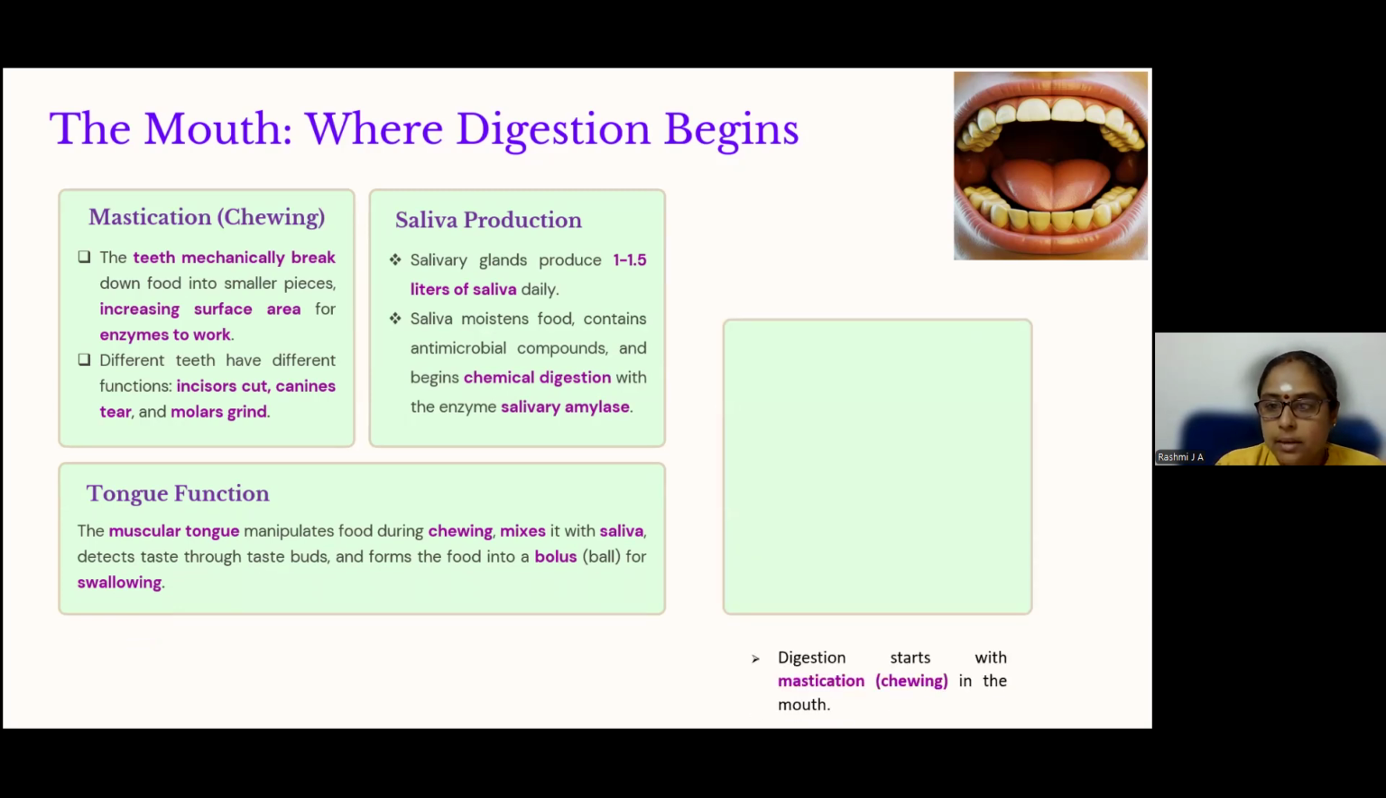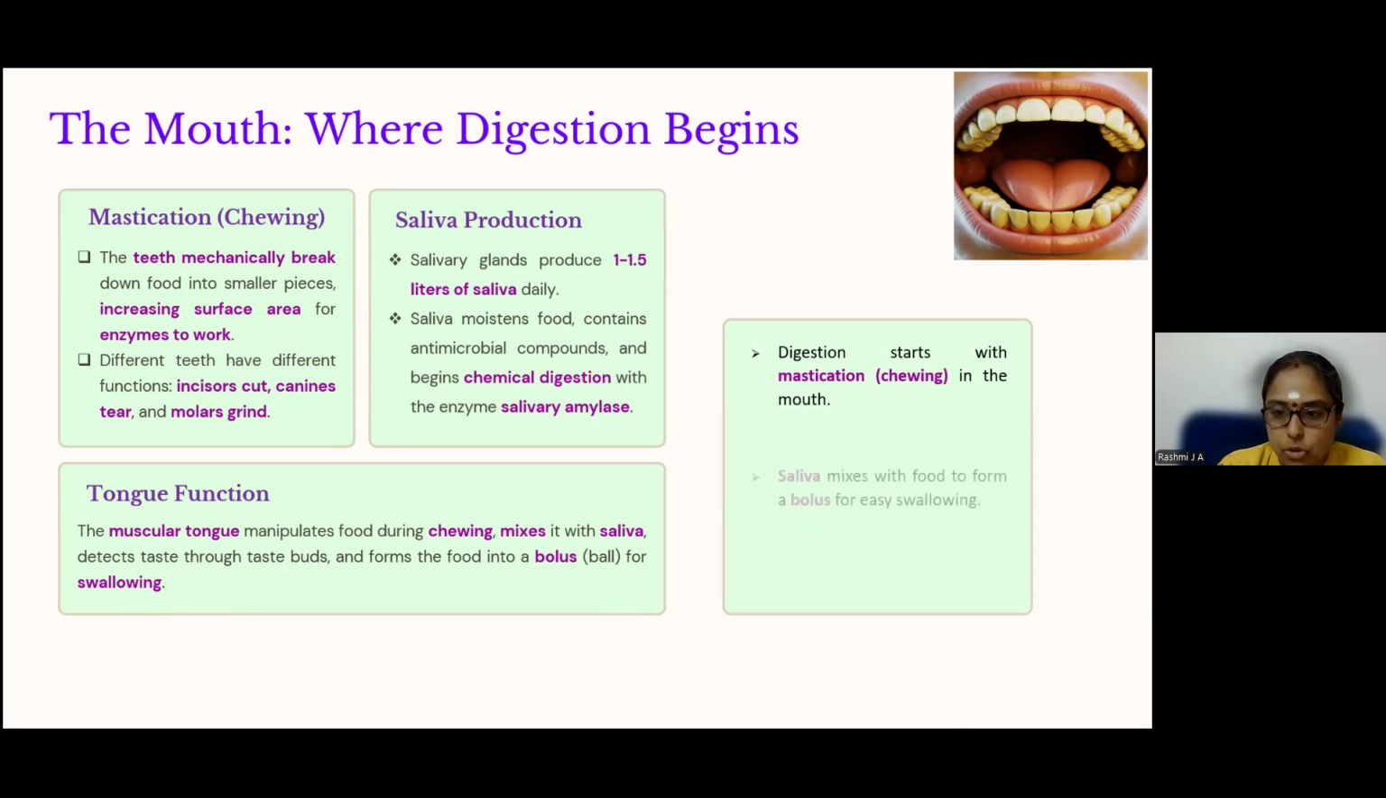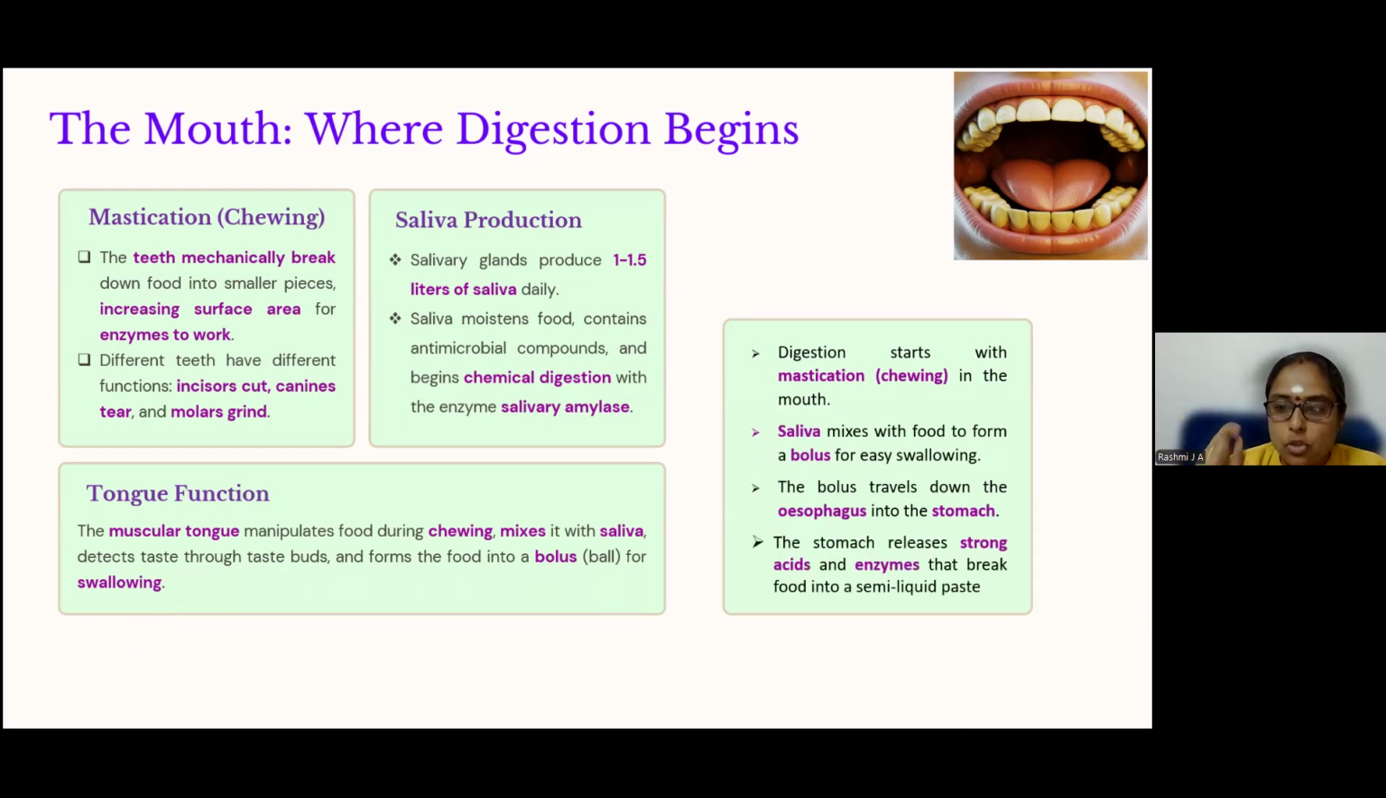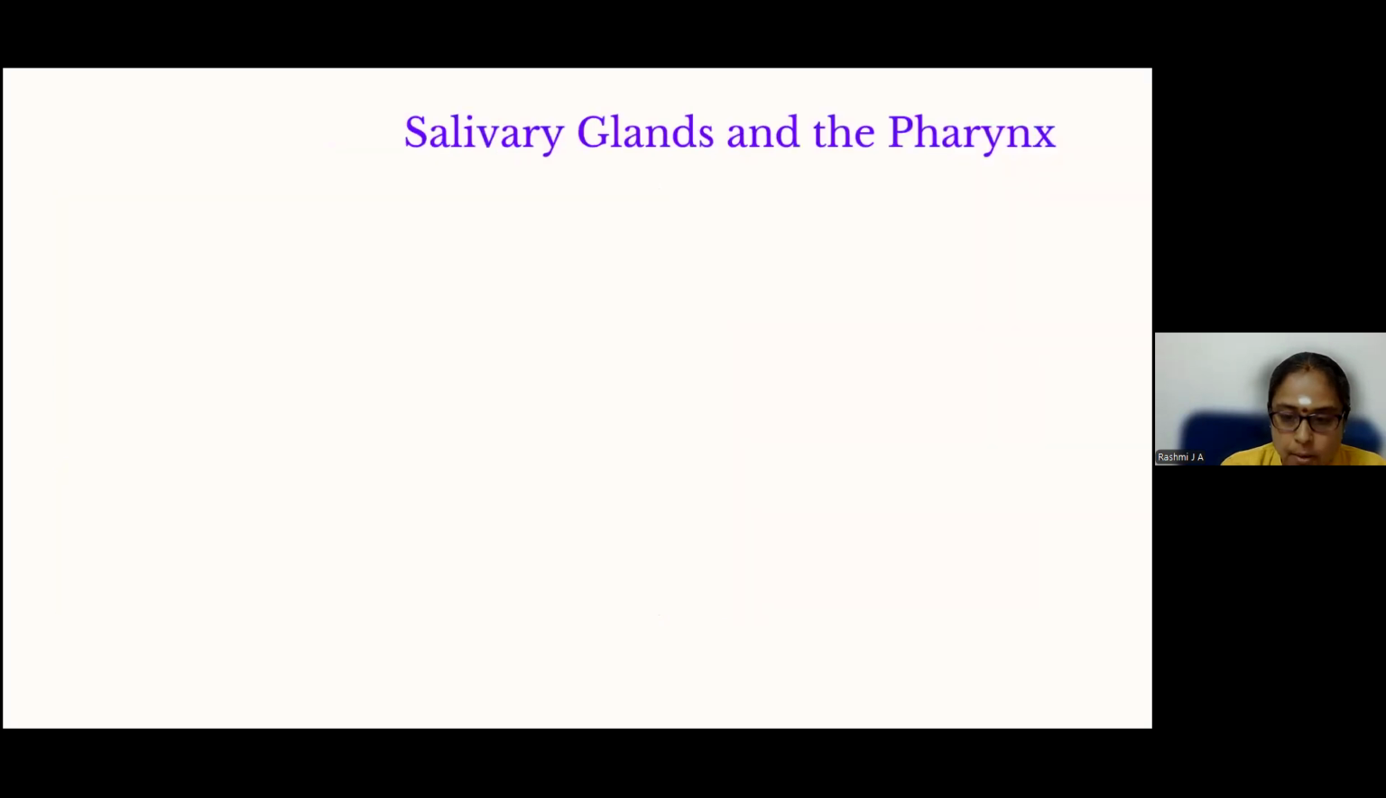Okay. Then digestion: first chewing, then saliva mixes with the food to form a bolus. Then the bolus travels down the esophagus to the stomach. Then the stomach releases strong acids and enzymes that break food into a semi-liquid paste.